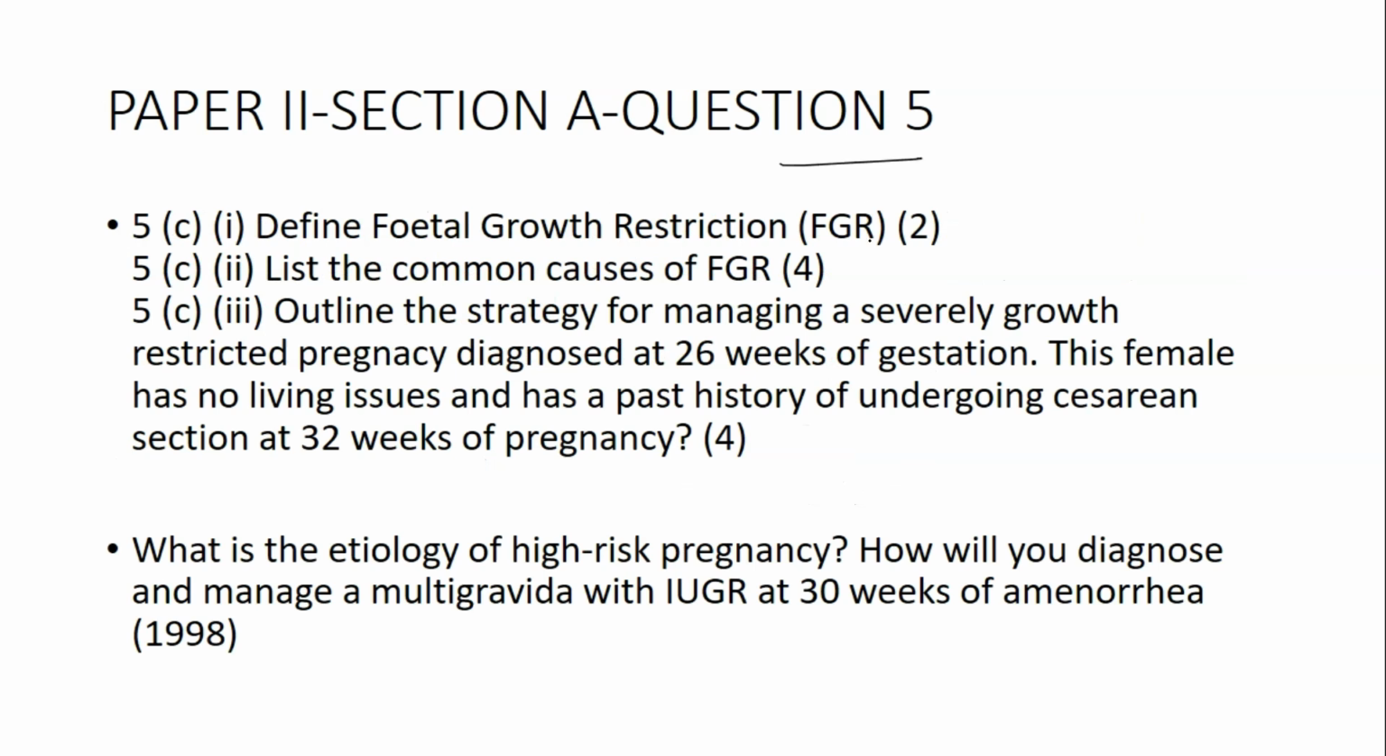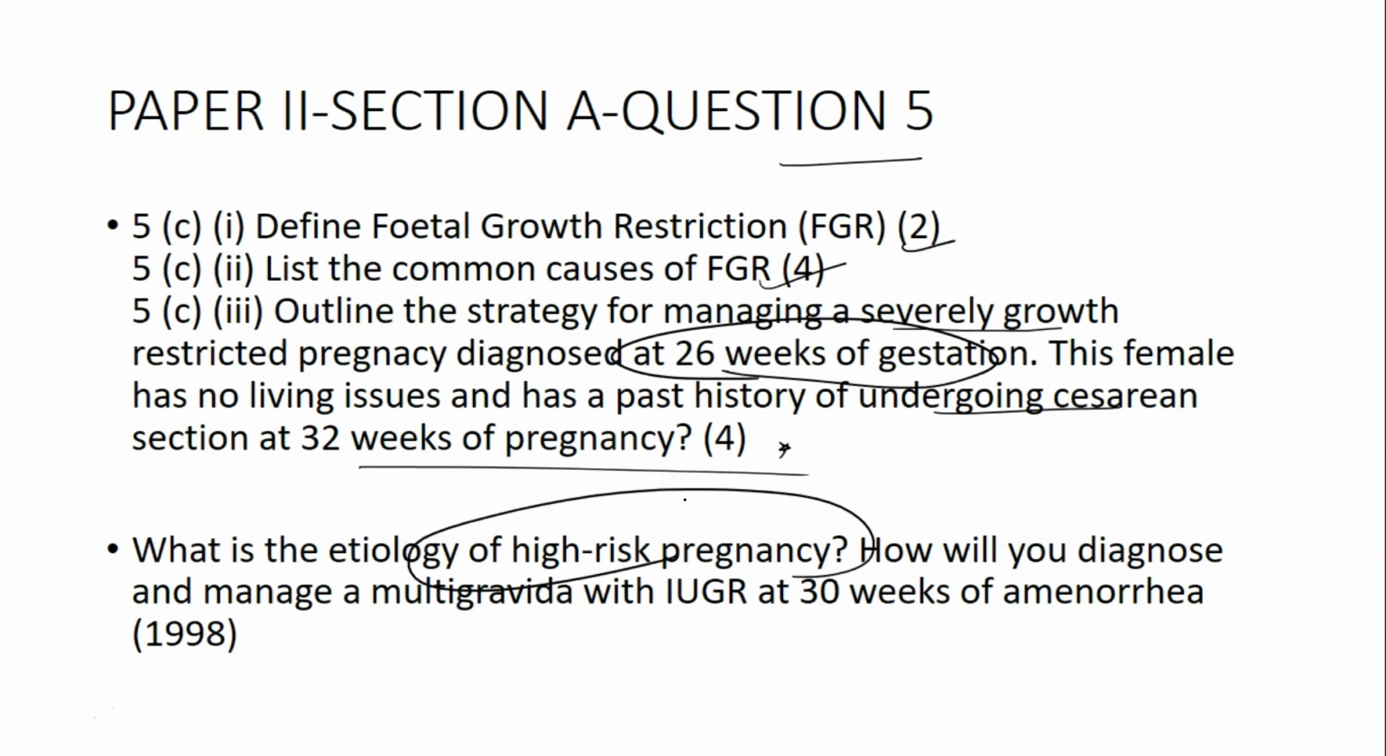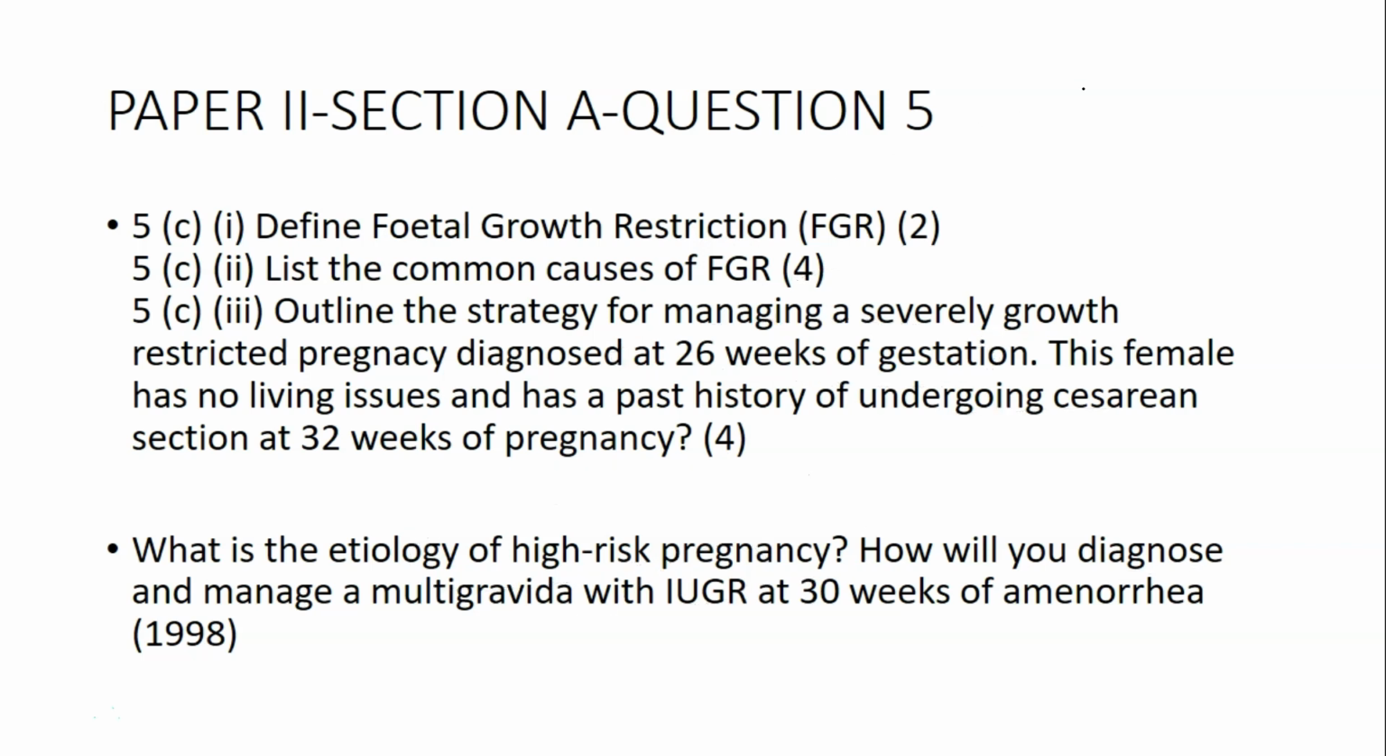Section A question 5. FGR, common causes of FGR, strategy for managing a severely growth restricted pregnancy at 26 weeks of pregnancy, and this female has no living issues and a past history of undergoing cesarean section at 32 weeks of gestation. So similarly, it's a high risk pregnancy. How will you diagnose and manage multigravida with IUGR is in the syllabus.